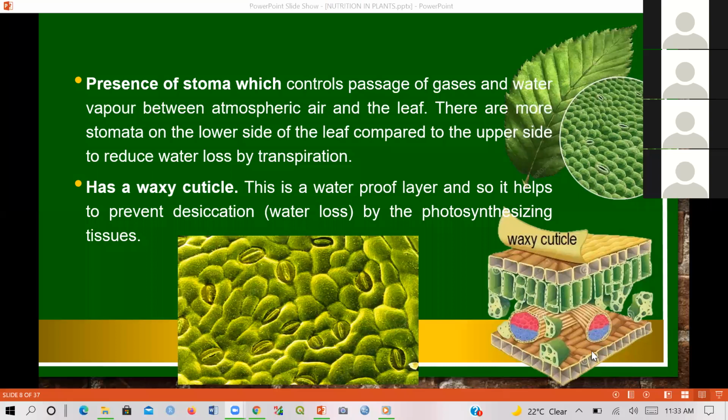Okay, Joanna's hand is still up. Otherwise, if this waxy cuticle was also on the lower epidermis, then it would have blocked the stomata. That's why you see that there is no cuticle on the lower surface, because it can block the stomata. So the waxy cuticle is always on the upper surface.